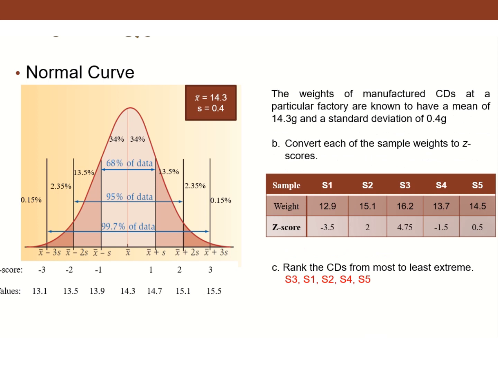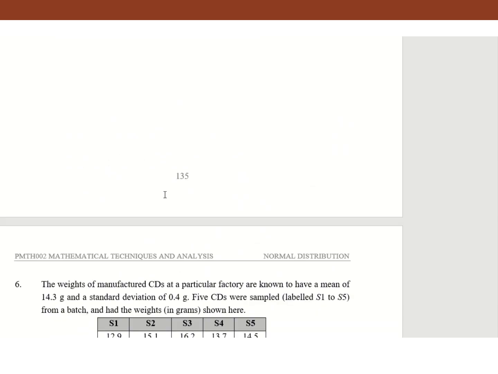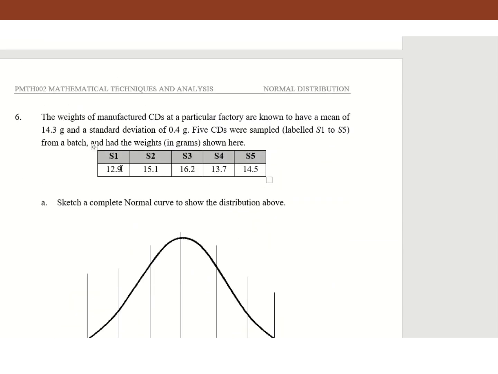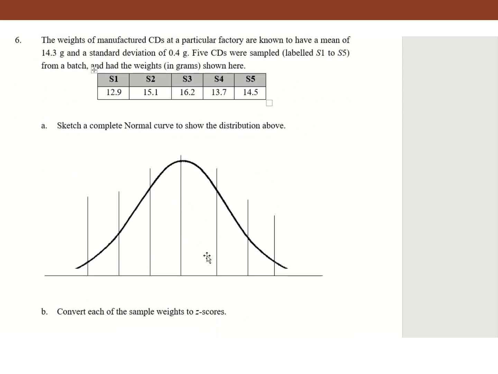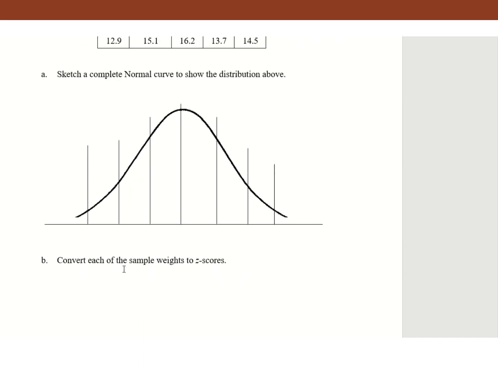All right. This one, let's look at this question. This is a little bit different. Okay, they've given you the weights of different CDs in a sample. So you've got to sketch the normal distribution curve. As usual, the 3 things, you fill up your Z-score, the values and the percentages. Now convert each of these sample weights to Z-score. So that's all. You just need to change it to Z-score.